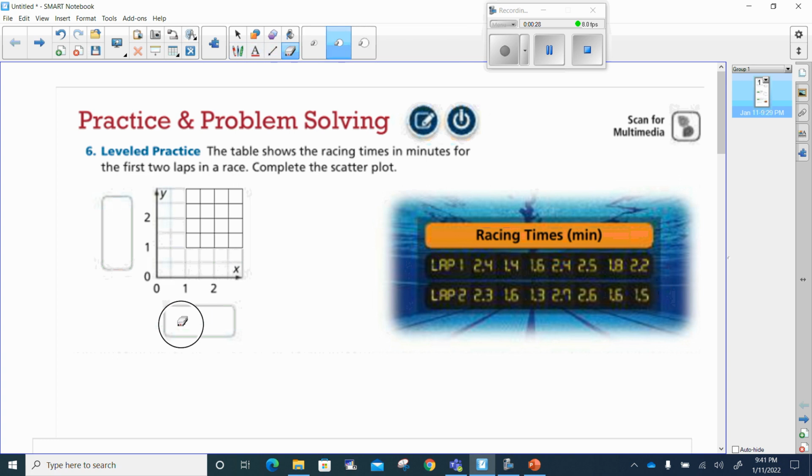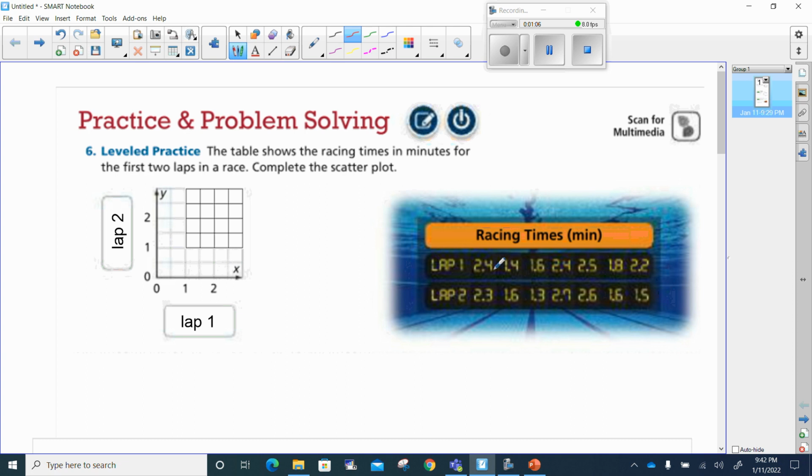I think I'm just going to type this out. Looks like it's messier that way. Lap 1. And let's see, lap 2. Okay. Putting in a dot here. So let's go ahead and graph this up.